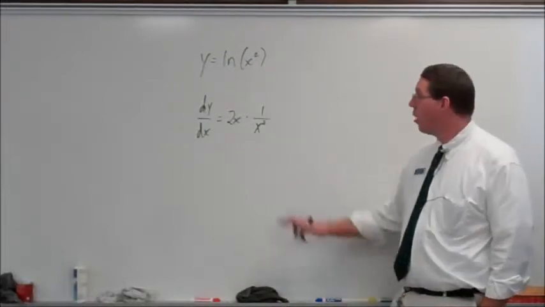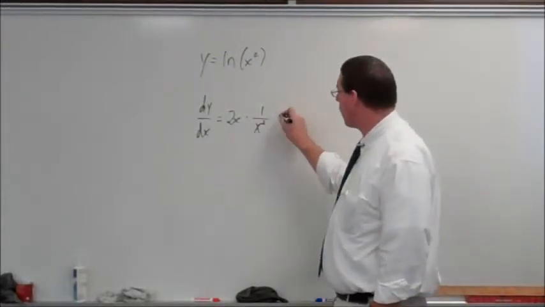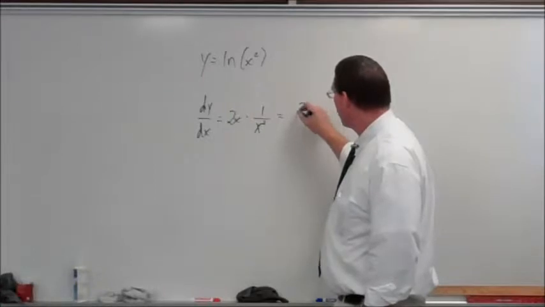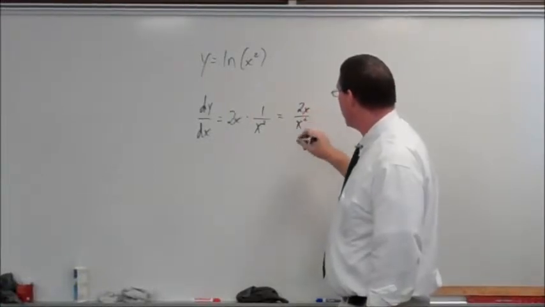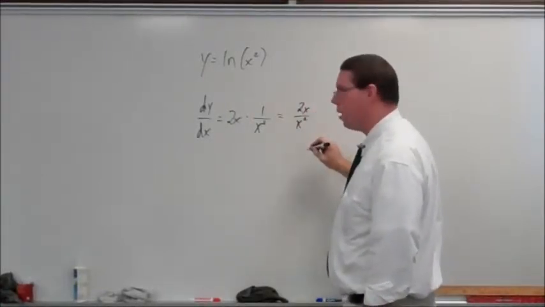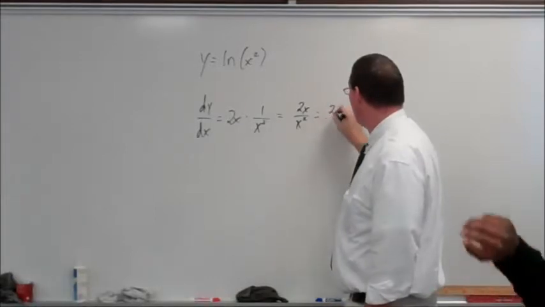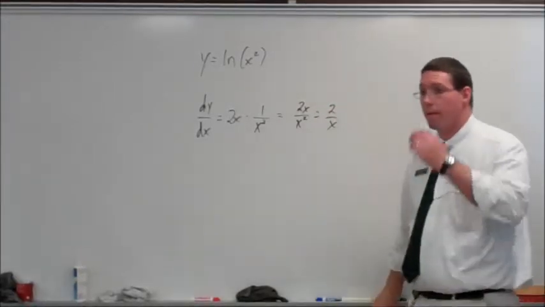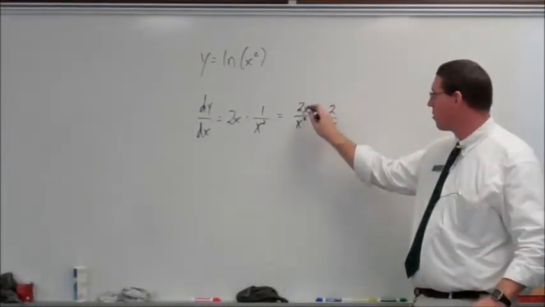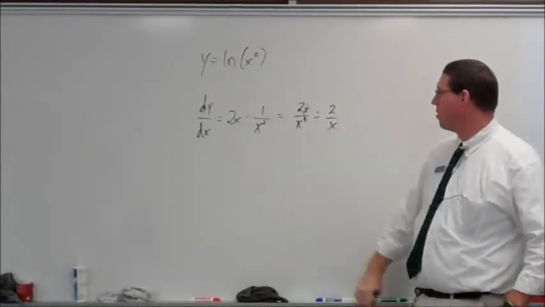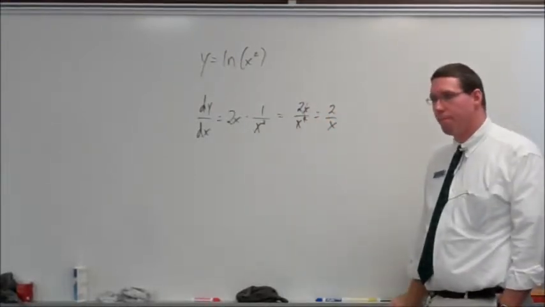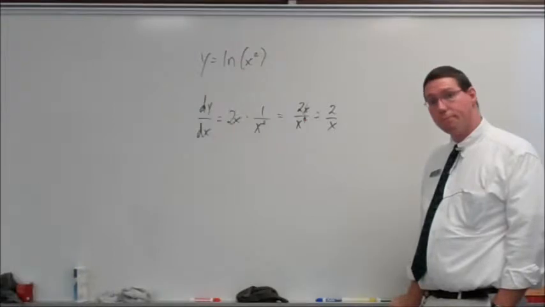So we got 2x times 1 over x squared. What does that equal? That's 2x over x squared, so it's actually 2 over x. We cancel an x, cancel one of these x, and we have 2 over x.